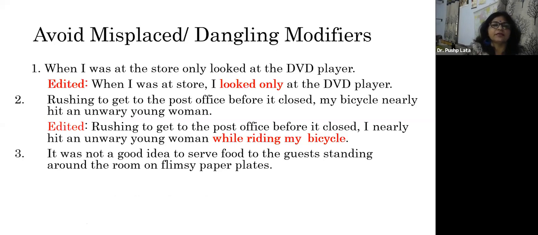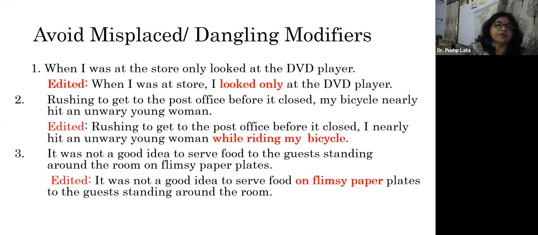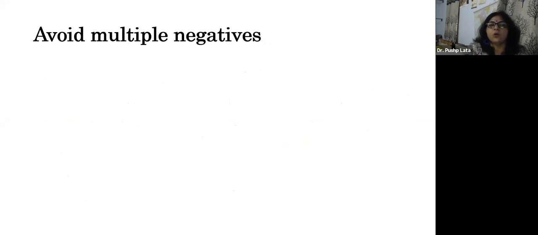It was not a good idea to serve food to the guests standing around the room on flimsy paper plates. Flimsy paper plate is coming towards the end. It is associated with food, but it is coming towards the end. So it has to be taken a little early on. It has to be like, it was not a good idea to serve food on flimsy paper plates to the guests standing around the room. So this is how we can check on that.